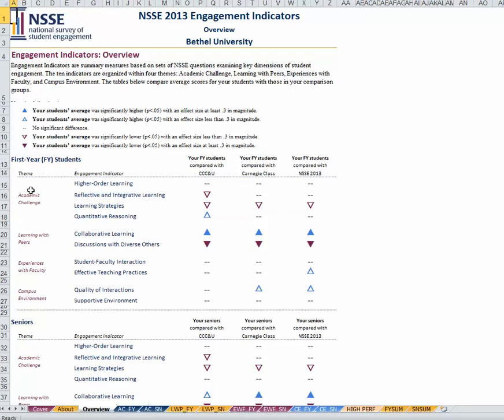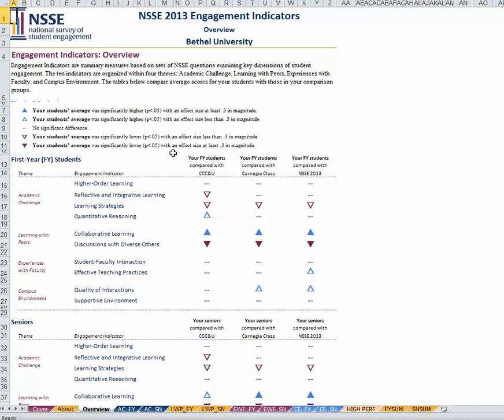You'll see for the different themes and the different engagement indicators, this is for the first year students as compared to CCCU institutions. That's the Coalition for Christian Colleges and Universities, so institutions that are more similar to Bethel. One interesting aspect about that group is that typically those schools are a little smaller than Bethel is, and so that sometimes can have an impact on the results.